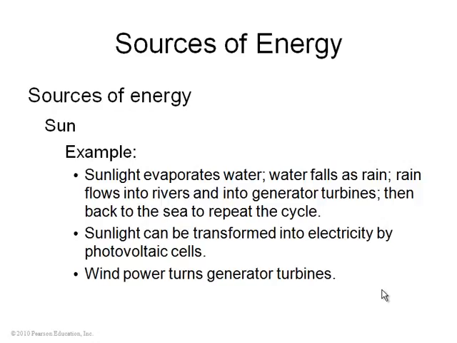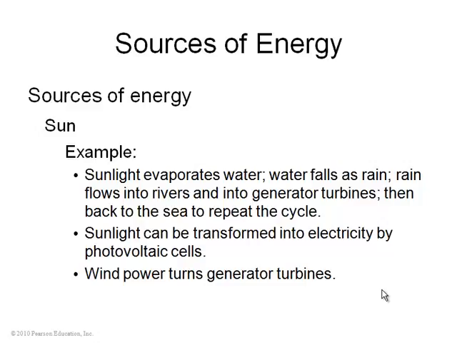So what are some sources of energy? The primary source of energy is the sun. Let's think about the ways the sun gives energy. Sunlight evaporates water. The water falls as rain, and the rain flows into rivers. In the rivers, the water can flow through generator turbines that turn and create electricity. Then the water goes back to the sea where it can be evaporated again. So that's one source of energy, using the sun to evaporate water, which then goes into rivers.